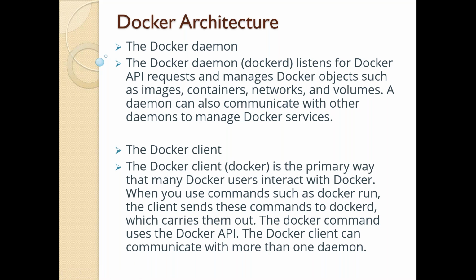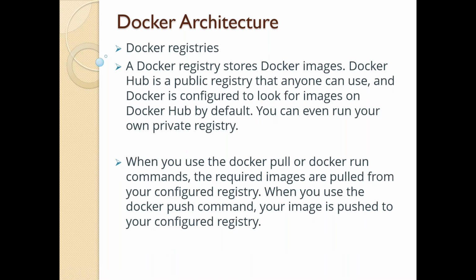The Docker client can communicate with more than one daemon. Then we have Docker registries. A Docker registry is a place where all Docker images are stored. There is a public registry, and you also have a private registry. Docker Hub is a public registry that anyone can use, and Docker is configured to look for images on Docker Hub by default. You can even have your own private registry within your organization. Only thing, it has to be accessible.